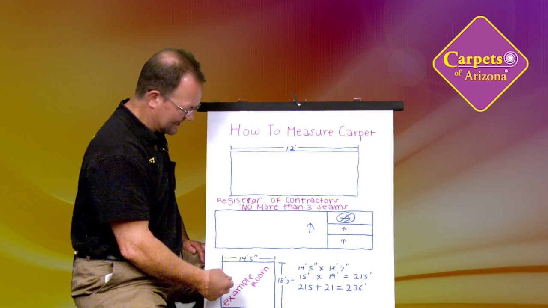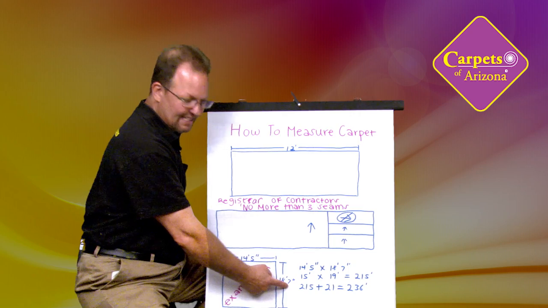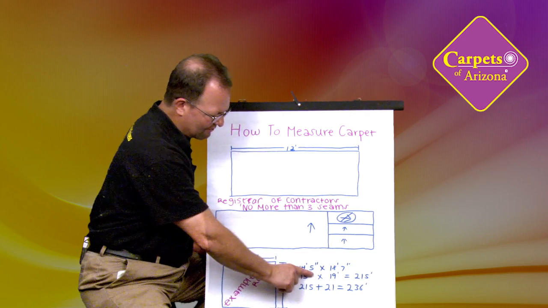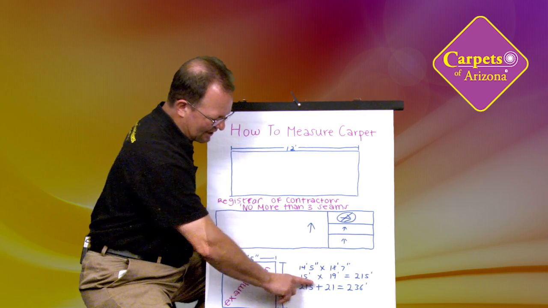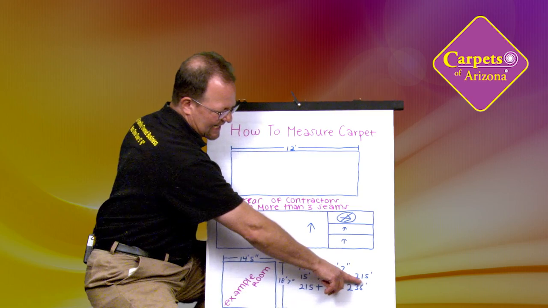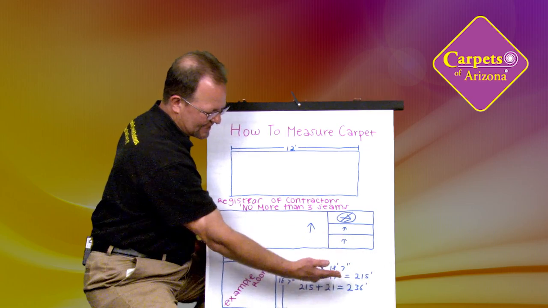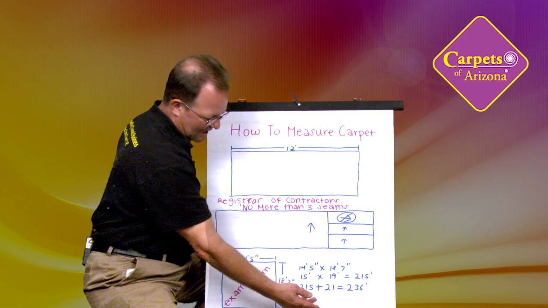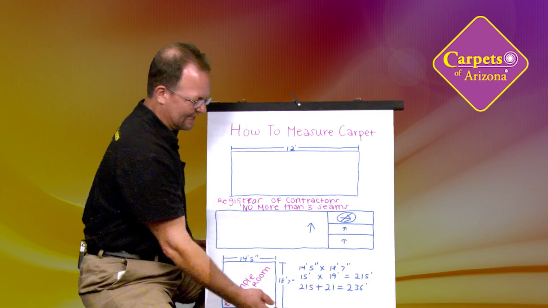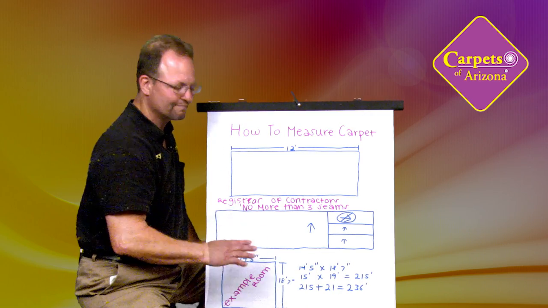Let me give you an example of a room that's over 12 feet by 12 feet. So obviously we're going to need seams. So this room's 14 and a half feet by 18 feet 7 inches. First thing you want to do is round your measurement up to 15 feet by 19 feet. And that equals 285 square feet of carpet. Then we add about 10% to figure out you need 314 square feet.